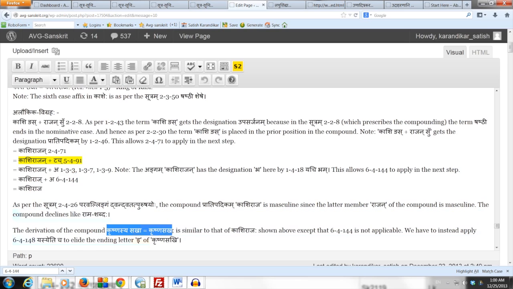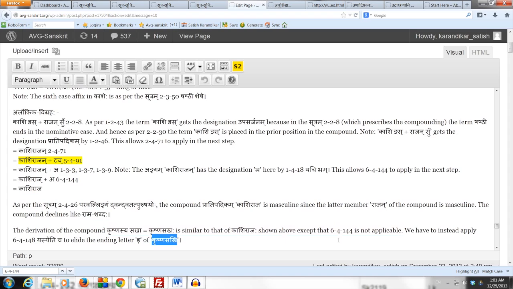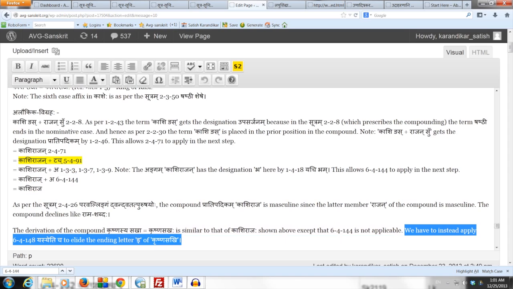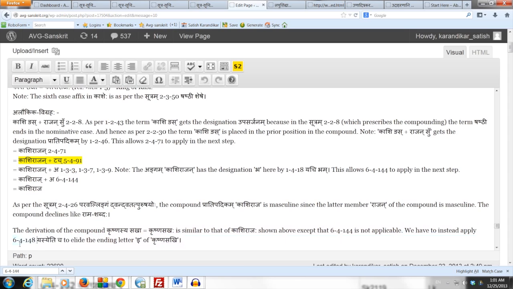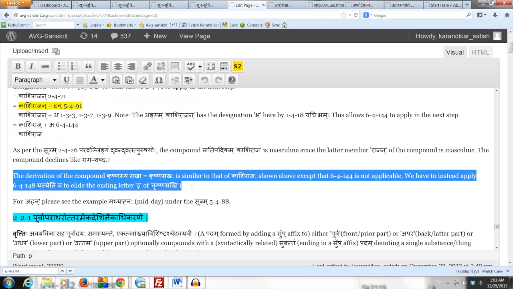Derivation of the compound Krishnasya Sakha equals Krishna Sakha is similar to that of Kāśi Raja shown above, except that Nas taddhite is not applicable because the anga Krishna Sakhi does not end in the letter na. Instead, we apply 6-4-148 Yasyeti Cha to elide the ending letter i of the anga Krishna Sakhi. So that's the only difference. Otherwise, the derivation is the same as that of Kāśi Raja.